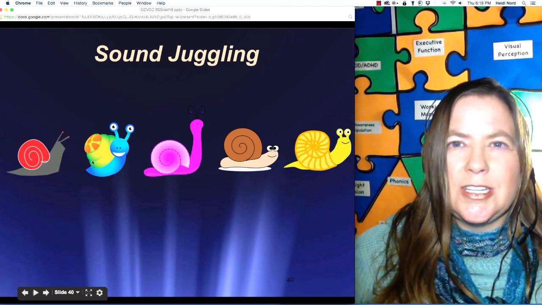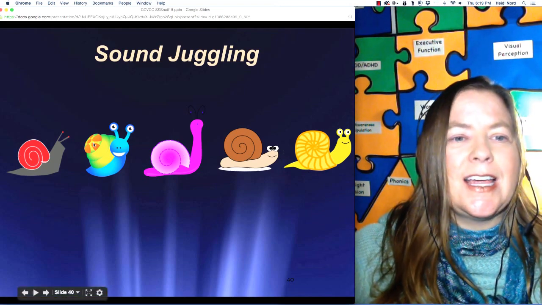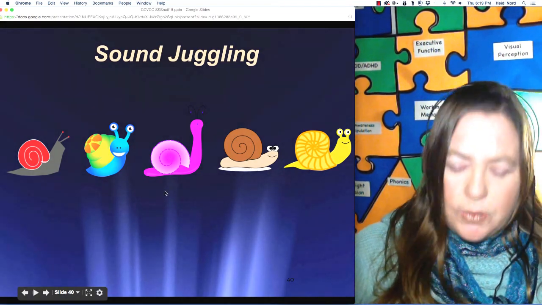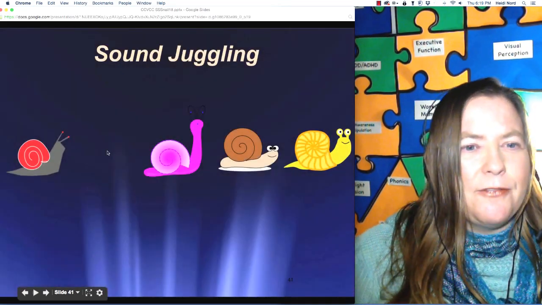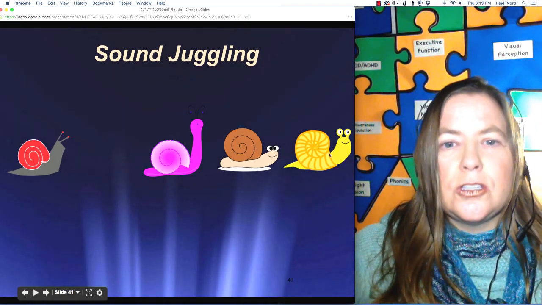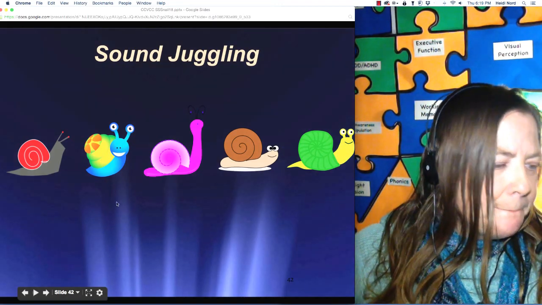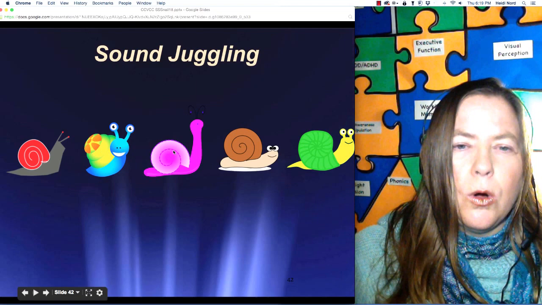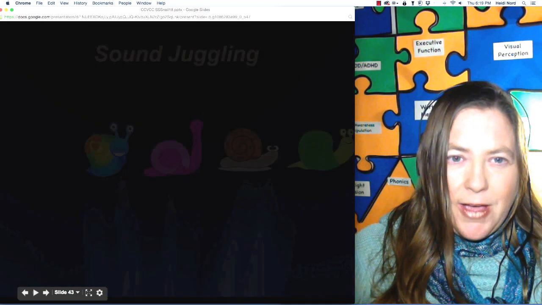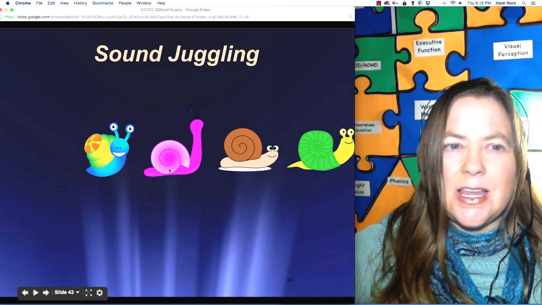This one is sk-or-ch-z, scorches. Actually, that doesn't work. Let's do sk-or-ch-t, scorched. So in scorched, what happens if I take off the k? You're left with sorched. So in quartz, what happens if I take off the k? You're left with w-or-t-s, warts.